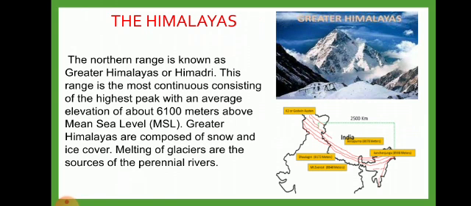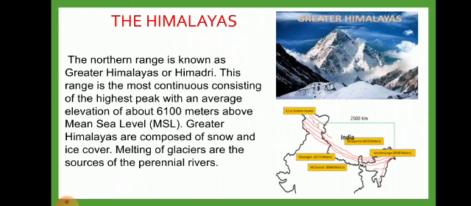The Himalayas are divided into three parts: Himadri or Greater Himalayas, Himachal or Lesser or Middle Himalayas, and the third one, Sivalik. We start first with the first part of the Himalayas, Himadri or Greater Himalayas.